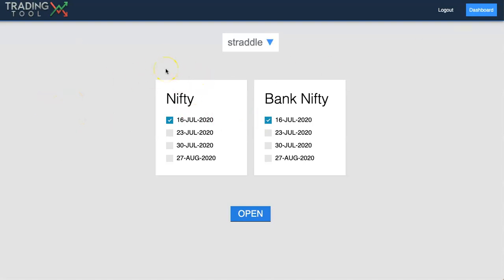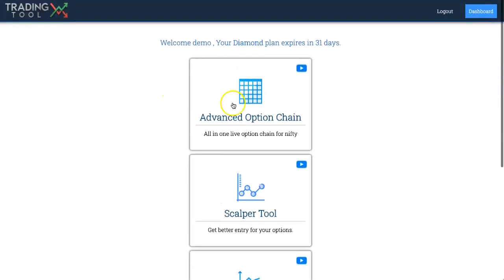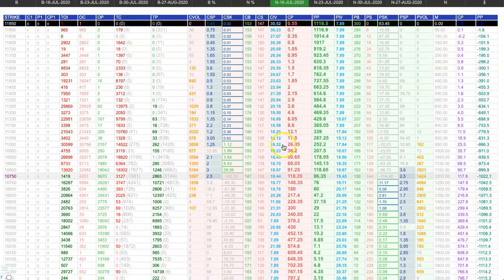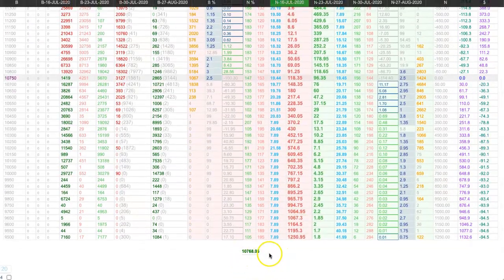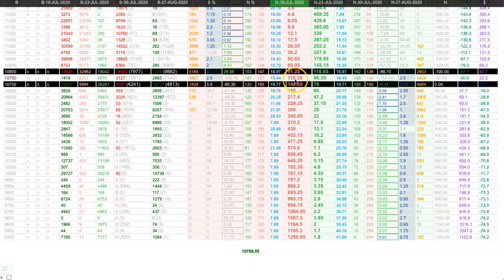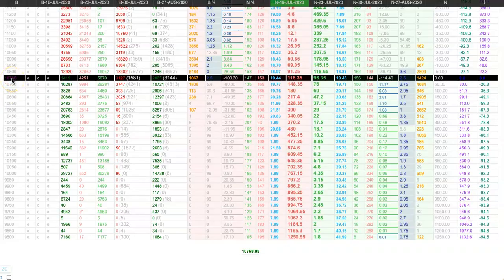You guys know what a straddle is. Straddle is the same strike price. Strangle is some nearby OTM strike price, and I will explain the liquid one later. For example, if you open the straddle chart here, let me find the current straddle price. Go to advanced option chain. If you look at the Nifty 16th expiry, the current spot price is 10,768. The nearest strike price to 10,768 is 10,750. So both the call option and put option at the same strike price is called a straddle.